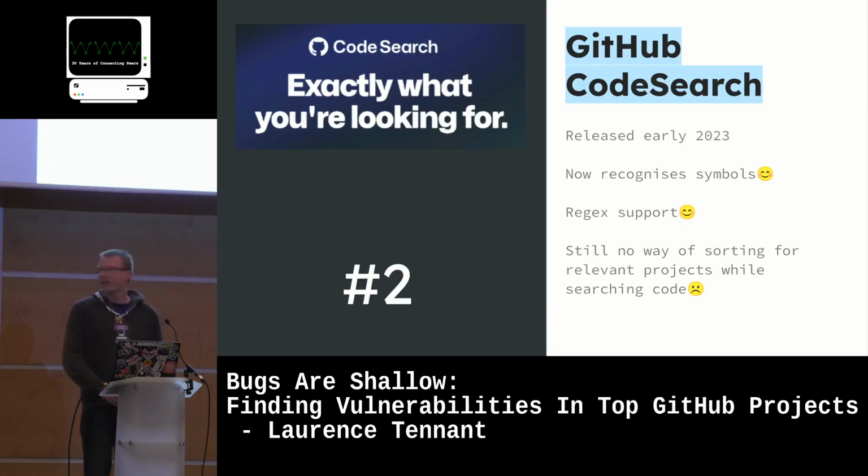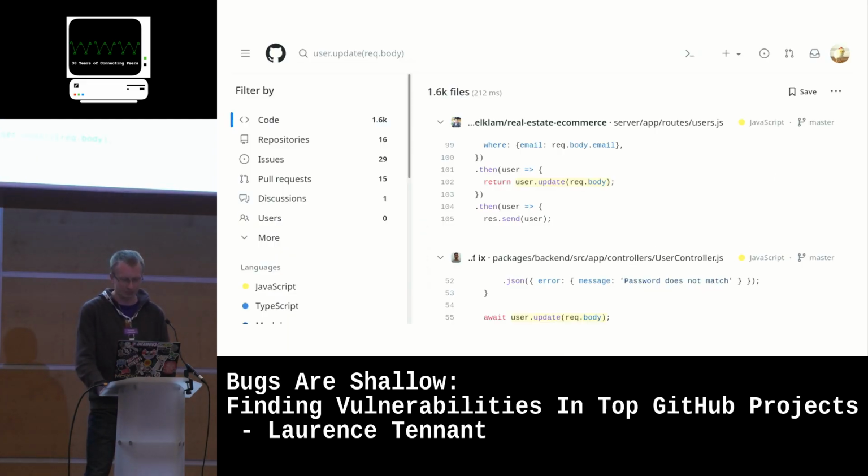So earlier this year, GitHub massively improved their search. It now recognizes symbols. You can search for literal code strings across all of GitHub in a very fast way. It now has regular expression support. But it still has the big problem of not being able to really find relevant projects and relevant results. And here we're just looking for big GitHub projects, not random stuff that people have just thrown out there.